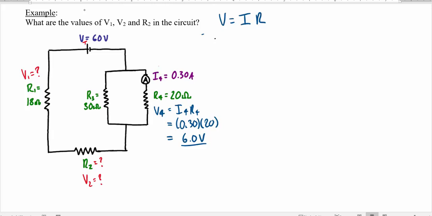Well, as it turns out, if the voltage across this resistor is 6 volts, and these two resistors are in parallel with each other, then the voltage across this resistor also has to be 6 volts. They have to get the same amount of energy because they're in parallel with each other. So if I know V3 and I know R3, well, then I'm just going to go ahead and find the current, I3. So I3 would just equal V3 divided by R3, which is 6 volts divided by 30 ohms, which is 0.2.